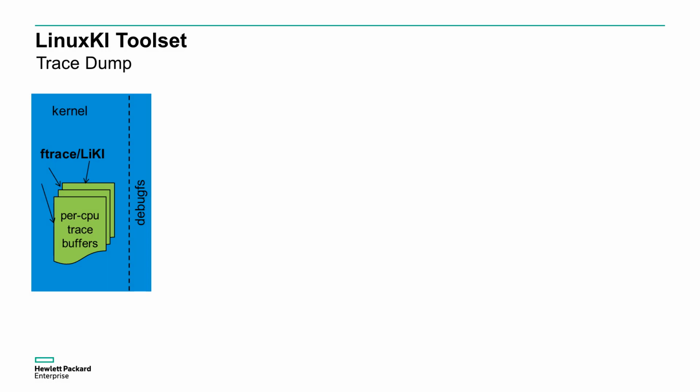LinuxKI uses predefined trace points in the kernel in strategic code paths to collect the trace data. Originally, LinuxKI used ftrace and harvested the binary trace data from the per CPU trace buffers, which were exposed through the debug file system. However, ftrace had some limitations and was missing some key features we desired. So HPE developed a new Linux kernel tracing module called LinuxKI. The LinuxKI tracing module is the default tracing module used. However, trace data can still be collected with ftrace if needed.